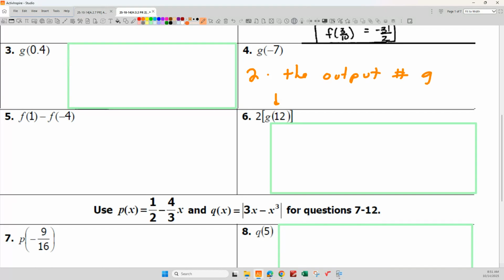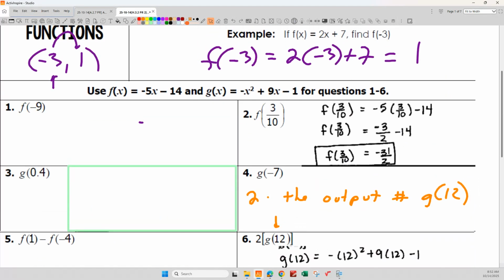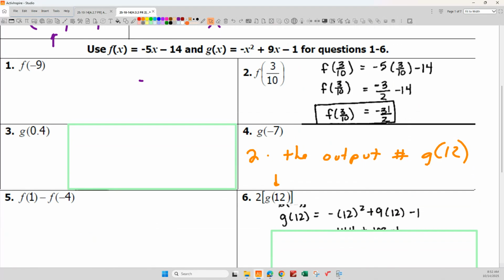The output number g of 12, which I just have to calculate, right? It's just some number. So we calculate it. If I plug 12 into my function, what's going to happen there? I get negative x squared plus 9x minus 1.